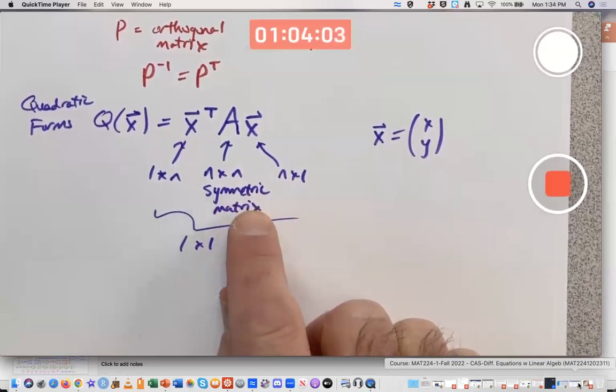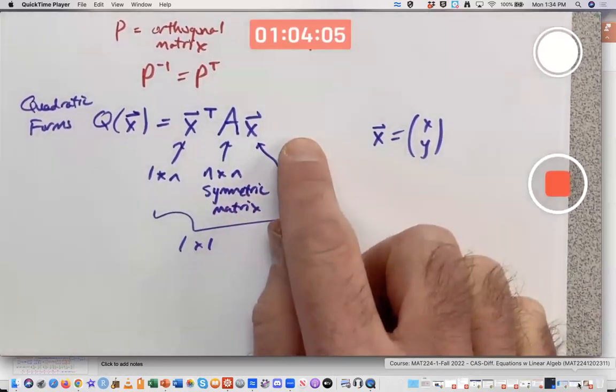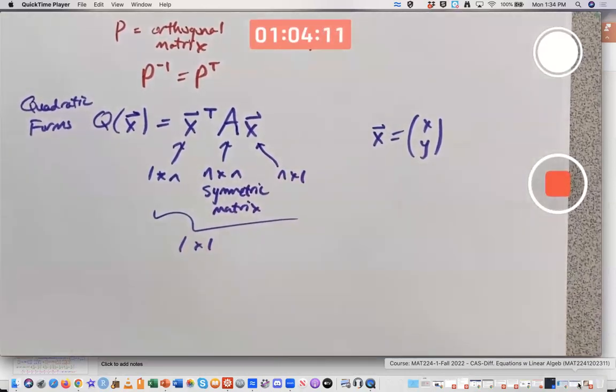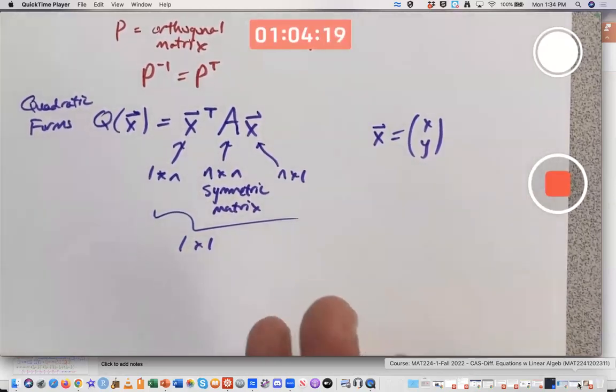In the case where n is 2, you're interested in level curves of this function, a multivariable calculus function, which are either going to be ellipses or hyperbolas, based on what kind of quadratic form this is, based on what the eigenvalues are.